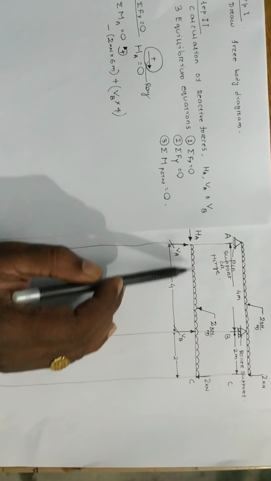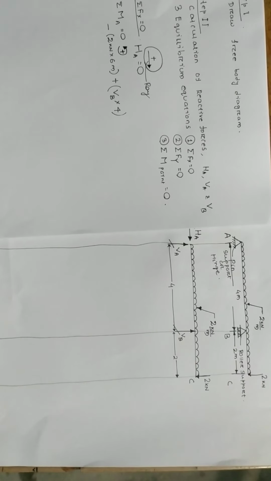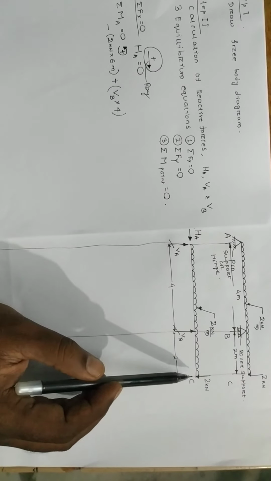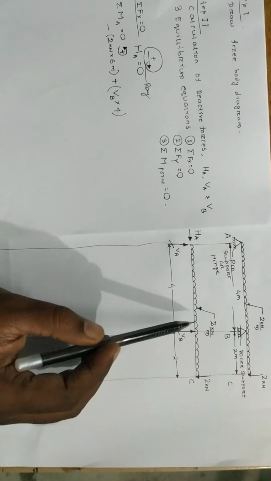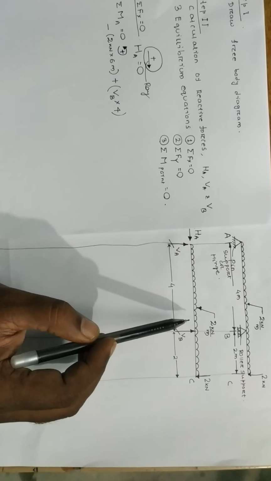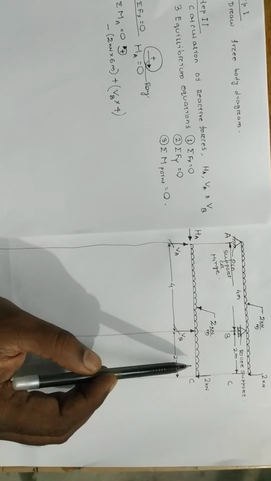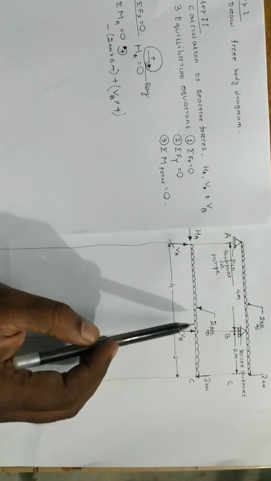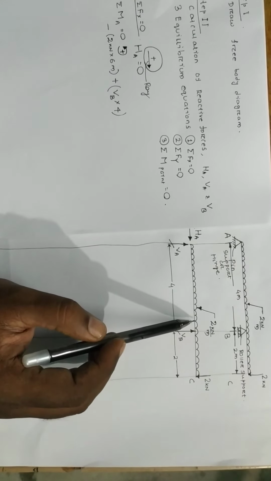Yes, this is the UDL. And due to this UDL, what will be the force? As this UDL is spread over the entire span, we will assume as if this UDL is acting at a particular point. And what is that point? That point is the geometrical center or centroid or center of gravity of this beam. This will act here.